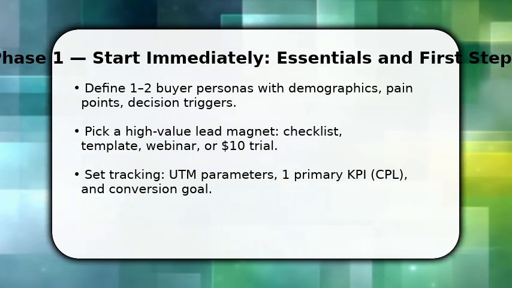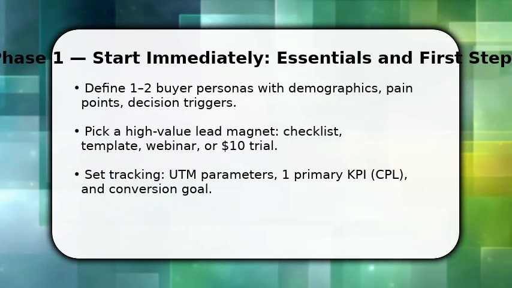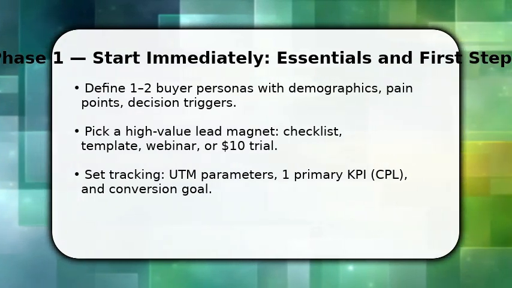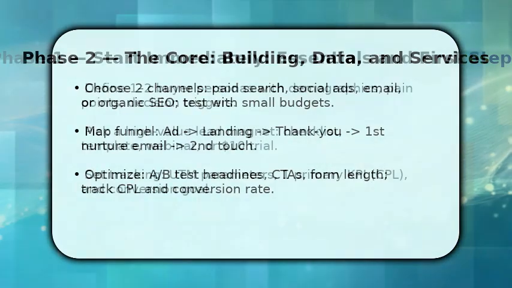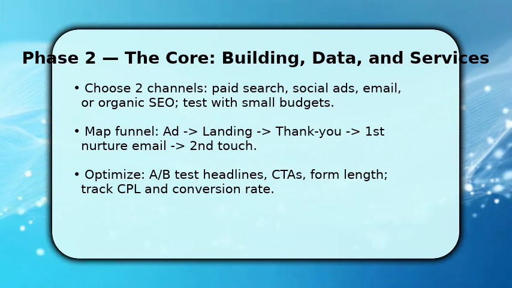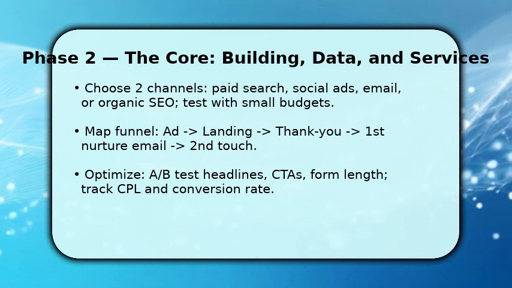Then, build a single landing page and form that minimizes friction. Don't overcomplicate fields. Finally, prepare one follow-up email to send within 15 minutes. You now route traffic efficiently by selecting 2 channels and allocating small test budgets. This gives fast signal without wasting spend.